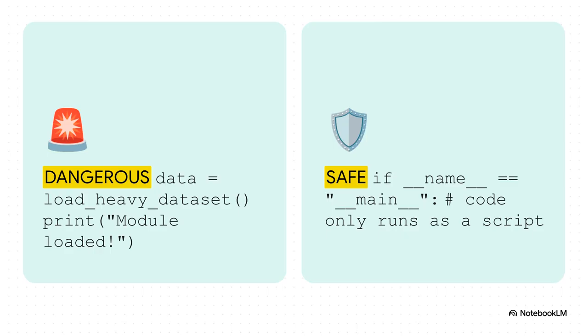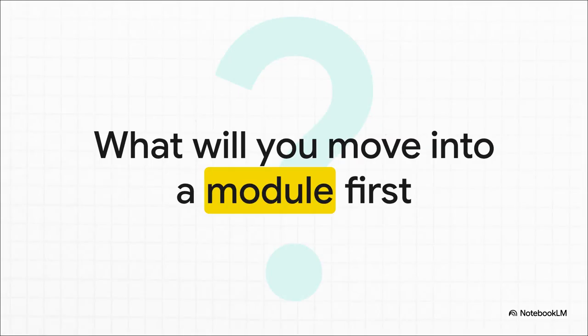It's basically asking the question, was I run directly from the command line? If the answer is yes, then it runs the main function. But if this file is just being imported by another script, it does nothing. This simple trick gives you complete control over when your code actually executes. And that's our journey. We went from a messy, monolithic script all the way to a clean, layered, and safe modular system.